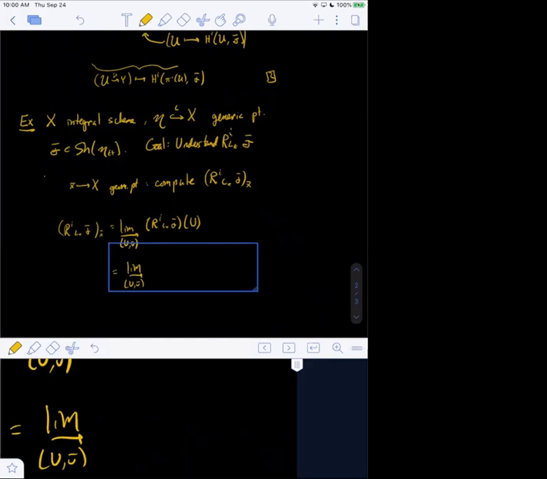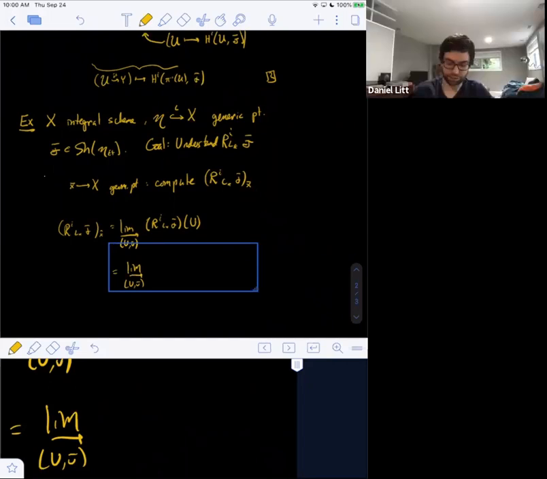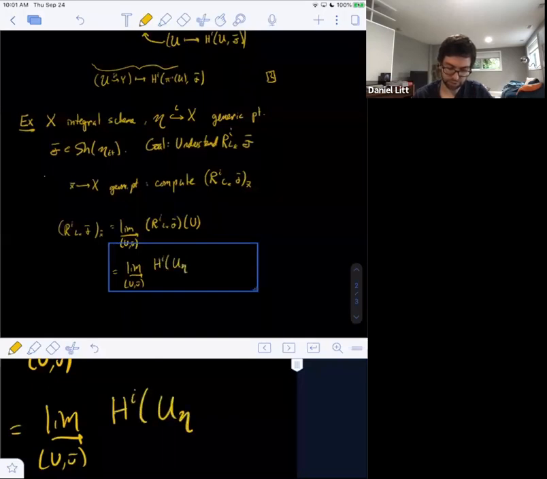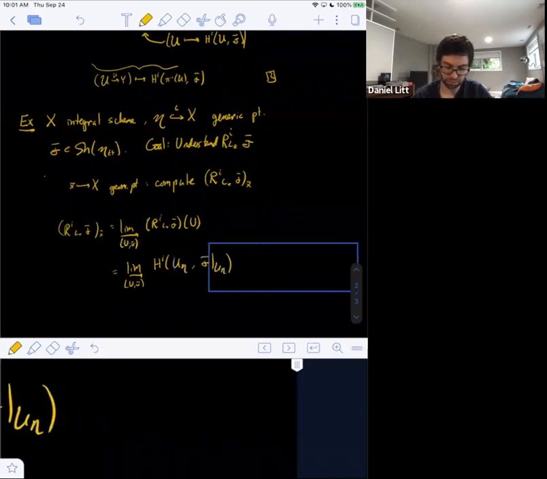I guess sheafification preserves the stalk, so you can just, yeah. That's exactly right. So it's the same as the stalk of the pre-sheaf, which is what? So what we can do is write the same limit on pre-sheaves, right? So this is the same as H^i of u_eta with coefficients in F restricted to u_eta, right?